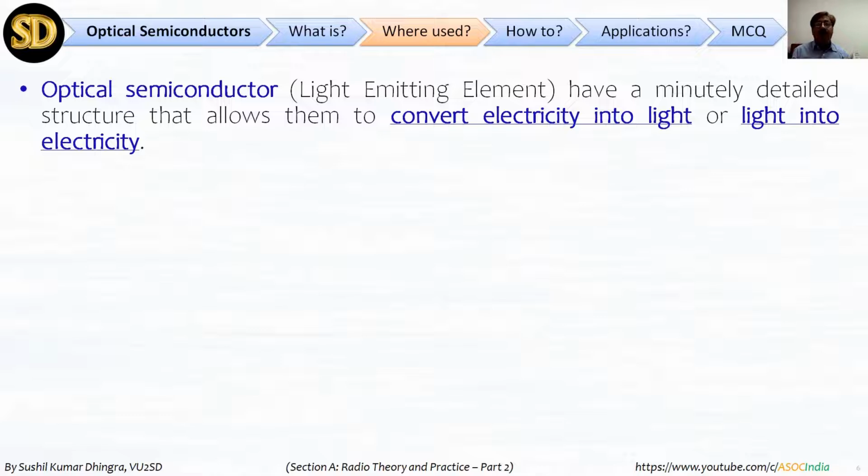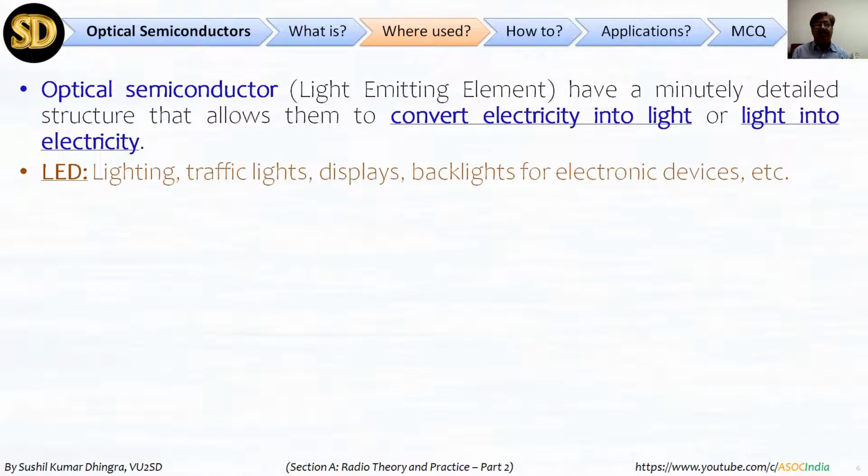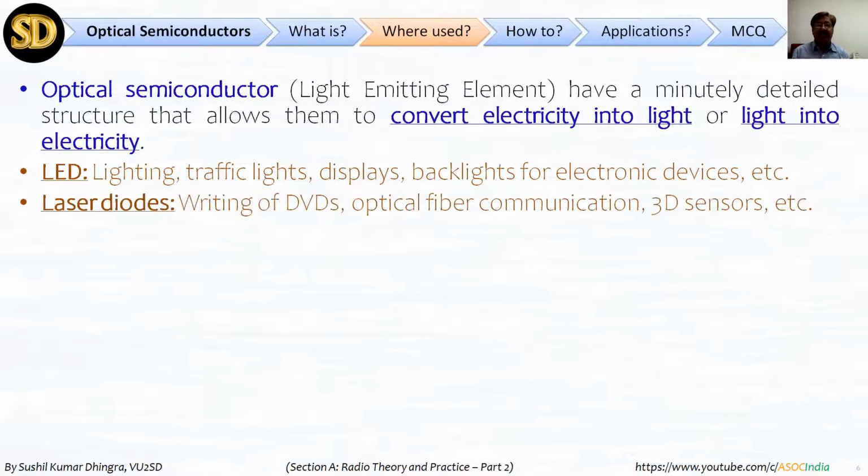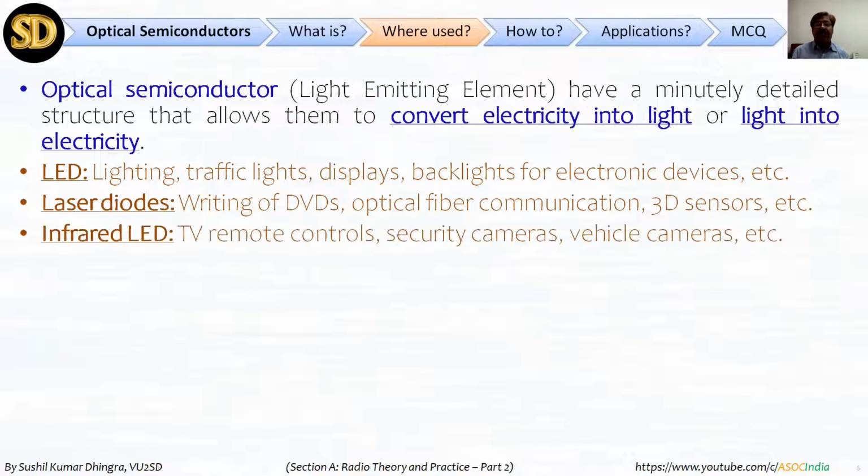Now the optical semiconductor, or I can say light emitting elements, have a minutely detailed structure that allows them to convert electricity into light or light into electricity, or vice versa. So LEDs you have seen in lighting, traffic lights, displays, backlights everywhere. And laser diodes are used in writing DVDs, optical fiber communication, 3D sensors, etc. And infrared LED means the LED is there, but you can't see it because our eyes have a limitation, using TV remotes, AC remotes, security cameras, vehicle cameras, and so many applications.